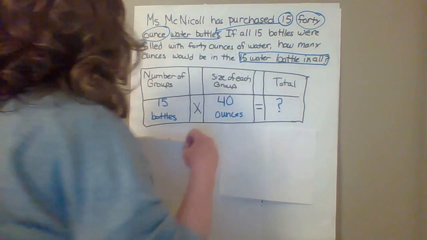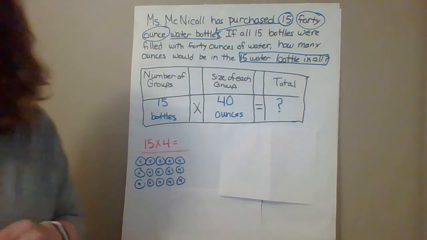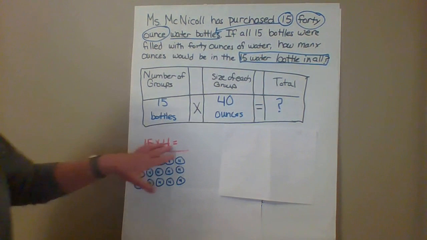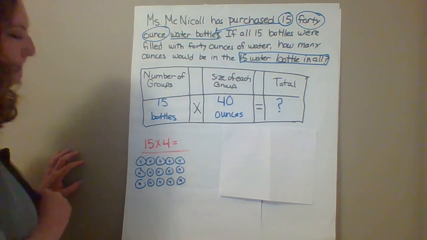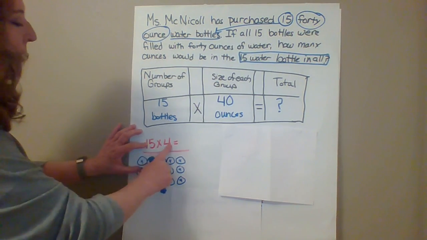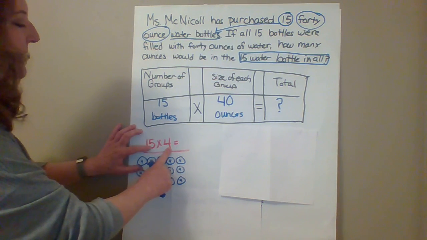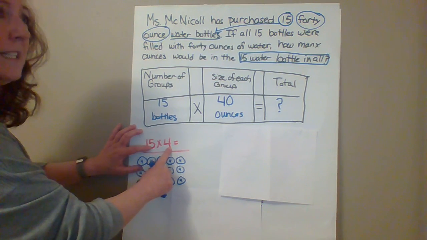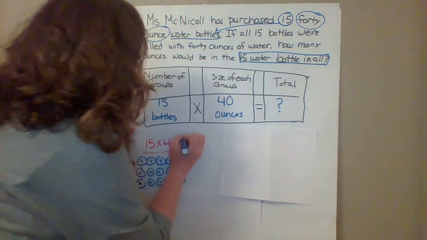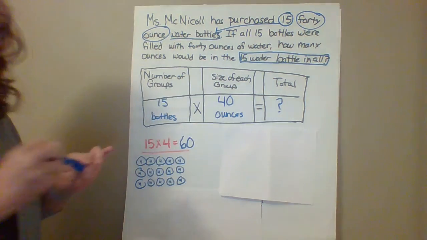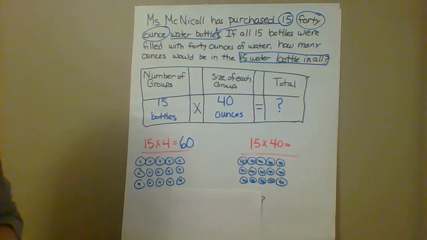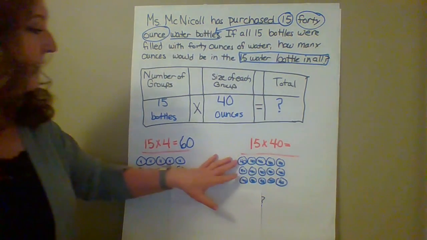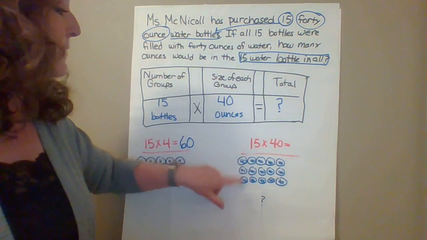So here I have one problem. I have 15 times 4. So if I take 15 groups of 4, we've got a representation here. I know 10 times 4 is 40, and 5 times 4 is 20. So if I add my 20 and my 40 together, that's going to be 60. So how is that related to this problem? 15 times 40. Here, I still have my 15 water bottles, but they have 40 ounces in them now.